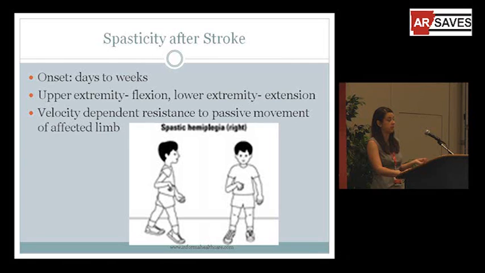Spasticity is velocity dependent, and so it is exacerbated by rapid stretch. So when these patients are being transferred from bed to chair, or when they're being adjusted in bed, if the limb is moved rapidly, it can actually exacerbate their spasticity and tone and cause pain. And so it's something to be aware of. It is velocity dependent, so those hemiparetic limbs would need to be moved slowly and with sustained stretch when you're working with them.